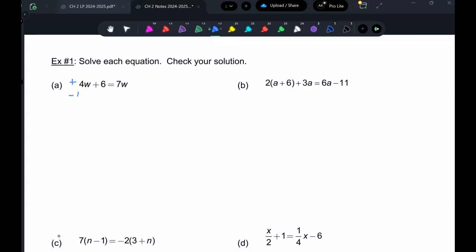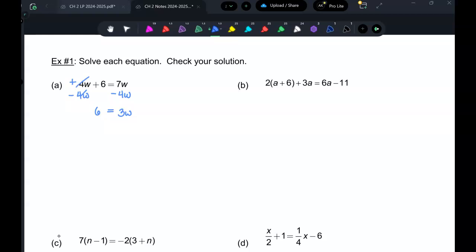So I'm going to put minus 4W from both sides. So remember, the equal sign divides this into 2 separate sides. So whatever I do to one side of the equals, I have to do to the other. Now, what's going to happen with the left side? What's going to happen with 4W and the minus 4W? 6 equals 3W, right?